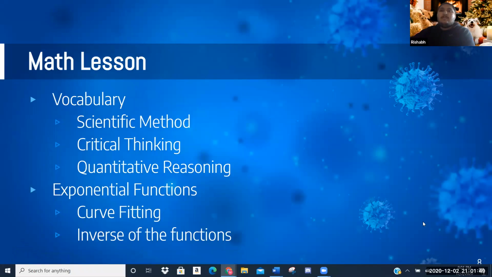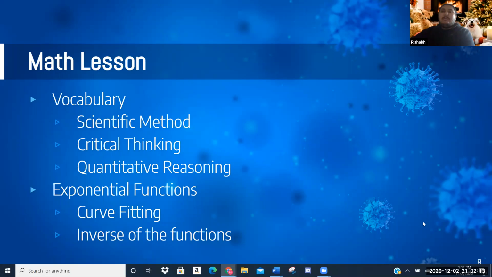Okay, so next the students will also use vocabulary such as scientific method. So scientific method is to make an observation, ask a question, form a hypothesis, make a prediction based on the hypothesis, test the prediction, and then reiterate the result. So that's one of the crucial parts of learning about math, as well as critical thinking that is involved with this lesson plan, and also quantitative reasoning.